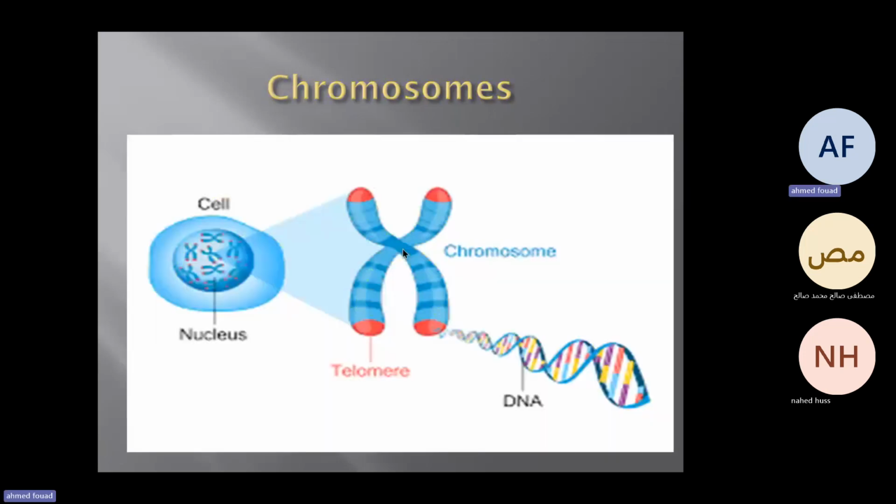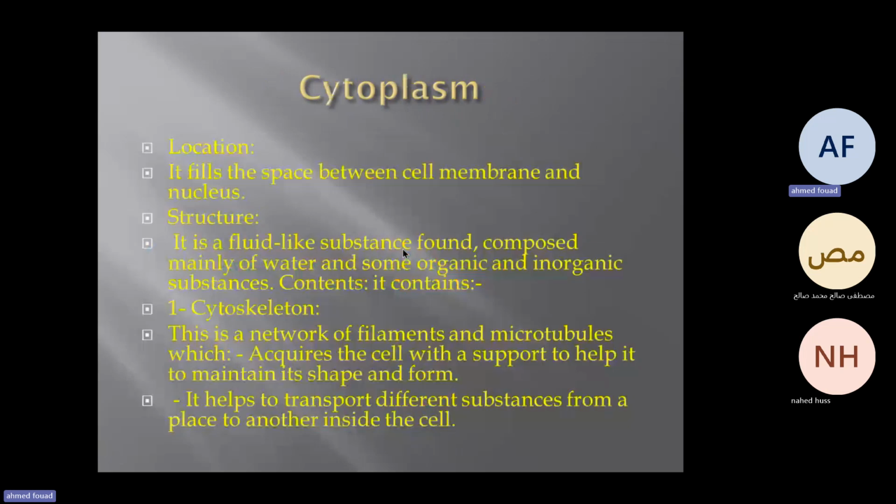Let's talk about the other content of the protoplasm, which is the cytoplasm. Where is the cytoplasm found? It is the space between the cell membrane and the nucleus. It fills the space found between the nucleus and the cell membrane. It is a fluid-like structure made of water and organic and inorganic substances.